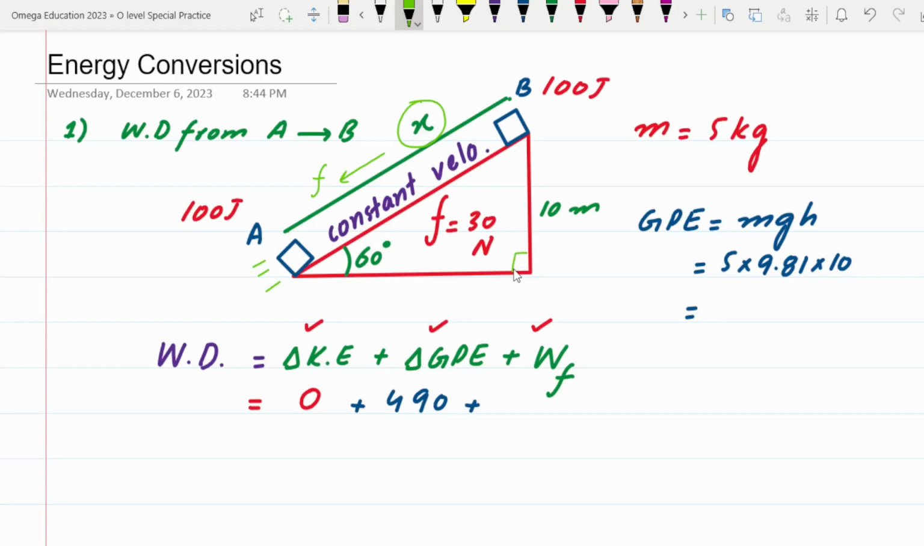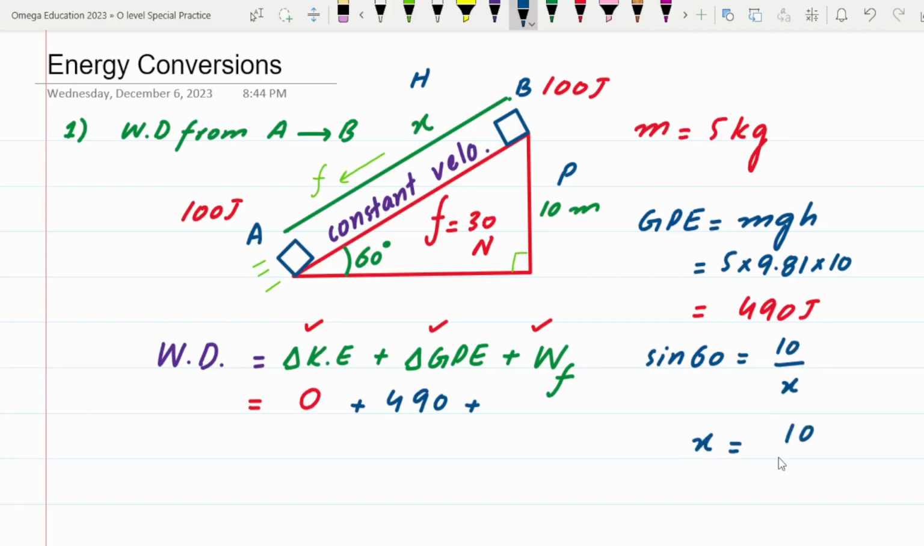So are we in a position to find the value of that hypotenuse? Do we have enough data? What if I use this thing, sine theta? So sine of 60 equals perpendicular over hypotenuse. This is your perpendicular and this is your hypotenuse. So perpendicular is 10 and your hypotenuse is x. So what you do is x equals 10 divided by sine 60. Then you hit it on the calculator. Let me know what do we get.